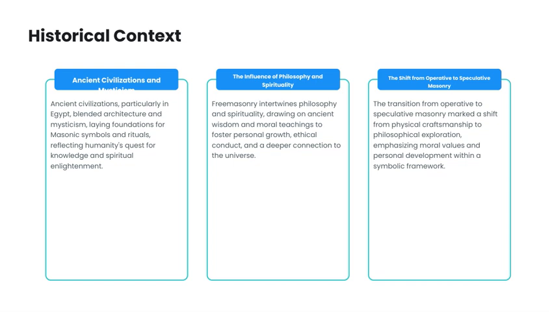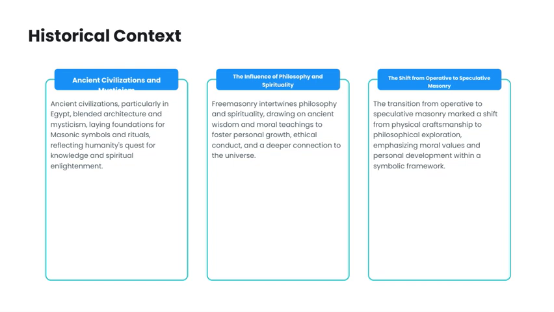Moving on, another key point is the influence of philosophy and spirituality. Freemasonry is really a blend of these two elements. It draws on ancient wisdom and moral teachings to help individuals grow personally, develop ethically, and forge a deeper, more meaningful connection to the universe around us. It's about more than just secret rituals. It's about seeking truth and understanding on a spiritual level.